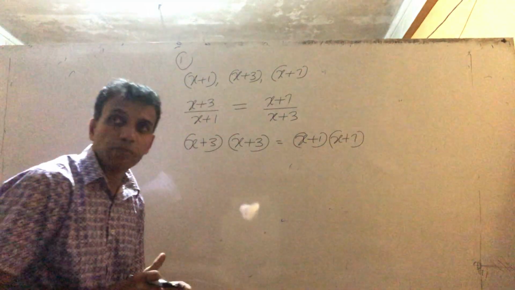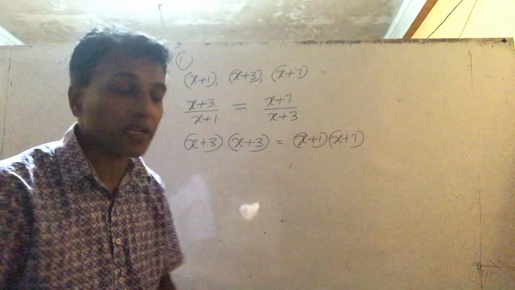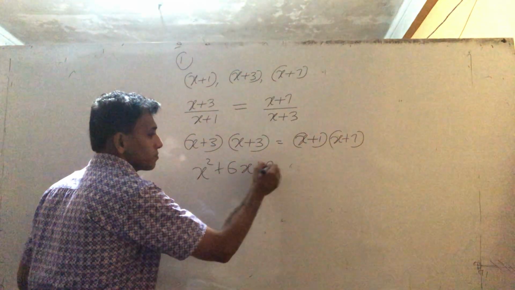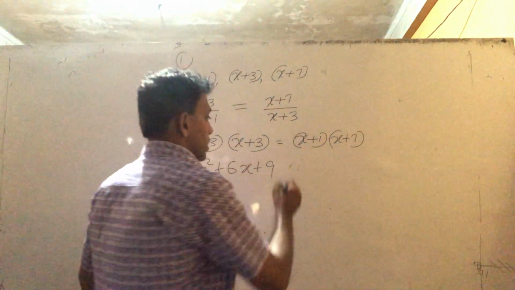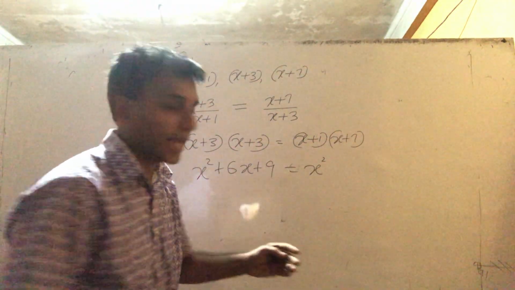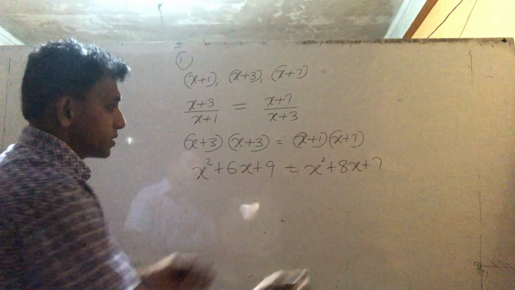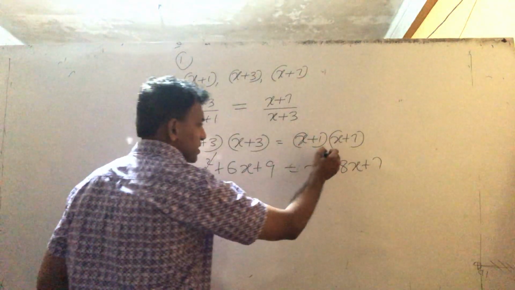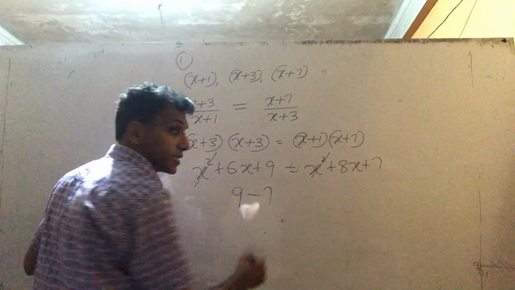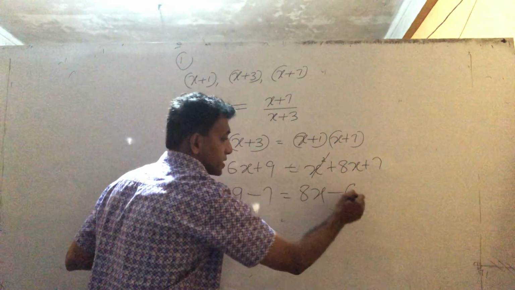Now multiply the brackets. x squared, and x plus 3 again x plus 3, it becomes x squared plus 6x plus 9. Same here, multiply and see. x squared, 7x plus 1x is 8x, right? Plus 1 times 7, 7. Take all to this side; see here x squared cancels x squared. Here 9, take the 7 to this side, minus 7. Here 8x, take the 6x to that side, minus 6x.